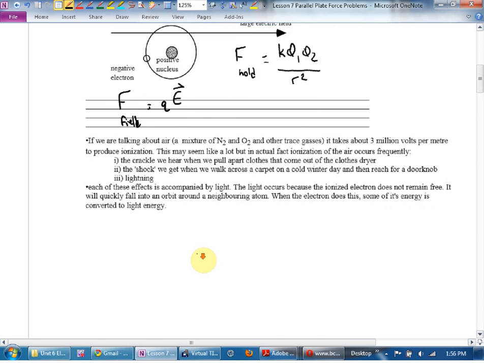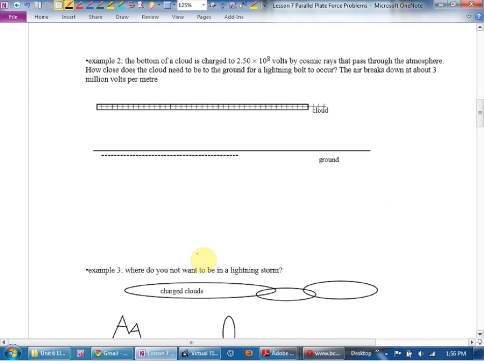So, lightning. You can think of a flat, long cloud like a parallel plate, roughly. The bottom of the cloud can get charged to, let's say, 2.5 times 10 to the 8 volts. How? Cosmic rays from space, as they go through, are hitting particles all the time and moving electrons around. They can separate electrons, so you'll have a separate voltage. The top of the cloud is positive, the bottom of the cloud is negative. You've separated the charges and generated a voltage.